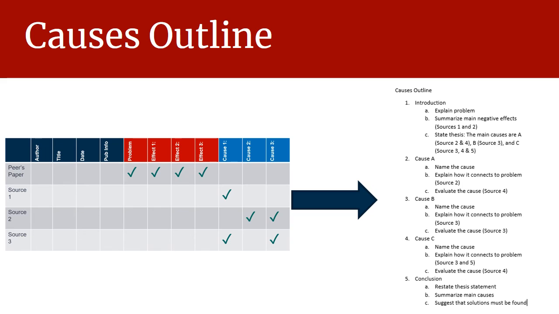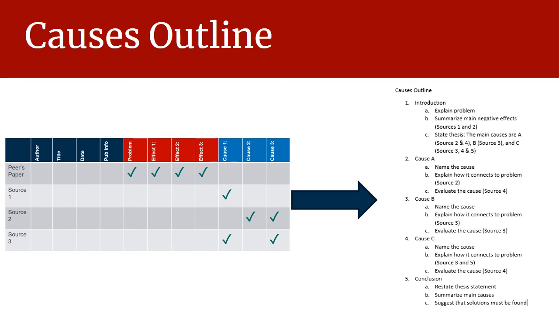So I have an introduction that I'm going to start with. I'm going to explain what the problem is. I'm going to summarize the main negative effects. A lot of that's going to come from my peers' paper, but it might also come from some other sources. Okay? And then I'm going to have my thesis statement. And in my thesis statement, I'm going to say, here are the main causes, A, B, and C. And then I'll probably start talking about cause A. I'll explain what the cause is and how it connects to the problem. If I have sources that support that connection, I'll cite them.